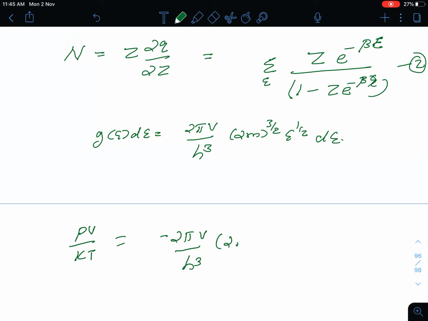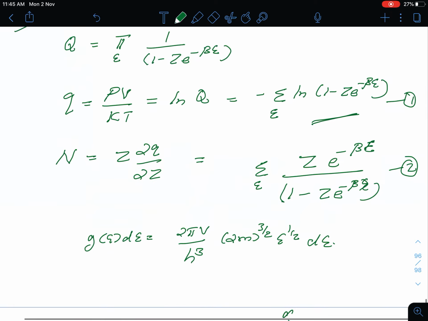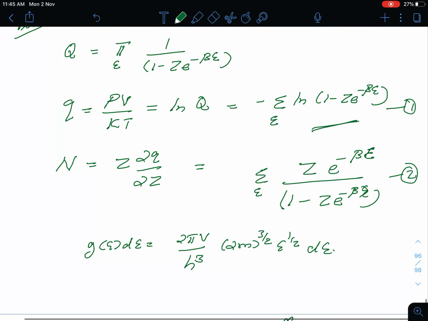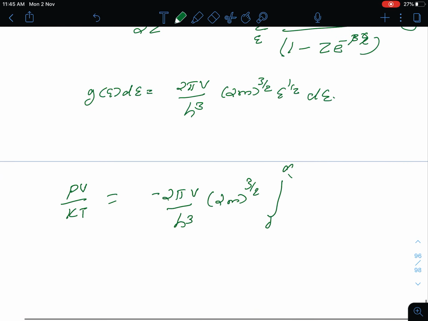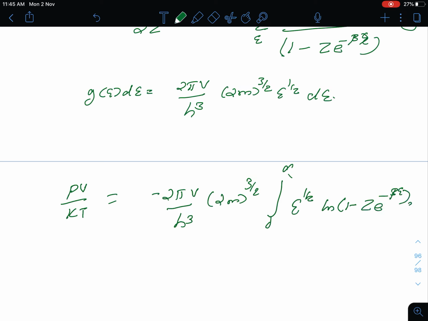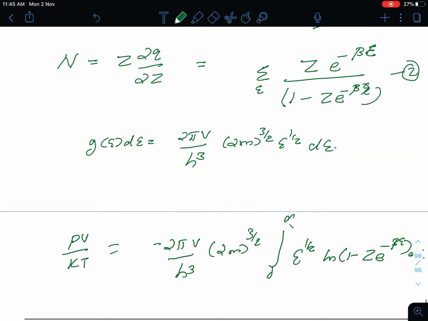cube 2m raised to 3 by 2 integral 0 to infinity e raised to half ln 1 minus z e raised to minus beta e dE. This is what we get. But there is a trouble. What is the trouble here? Okay, let's write the other expression for n also, and we will go to the trouble then.